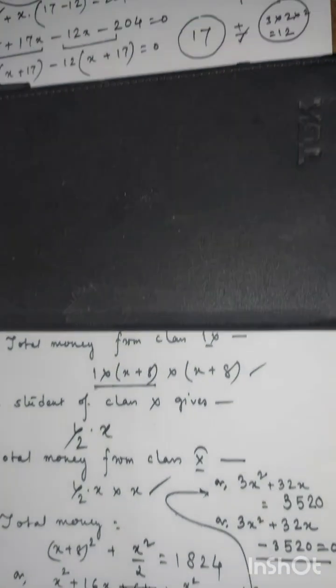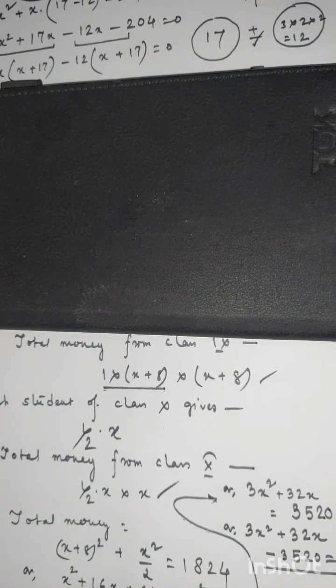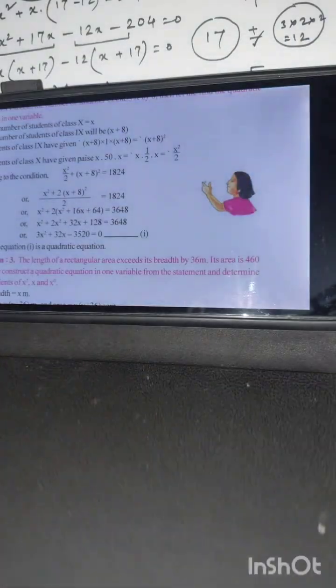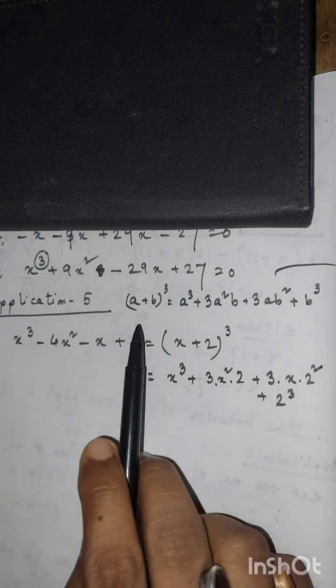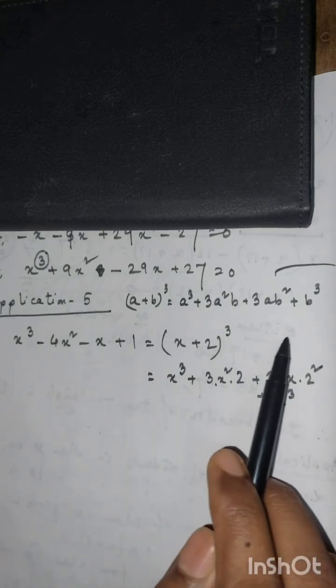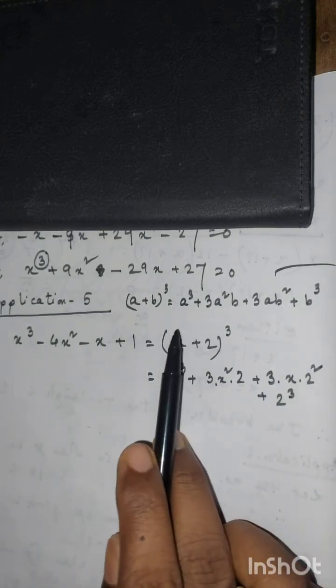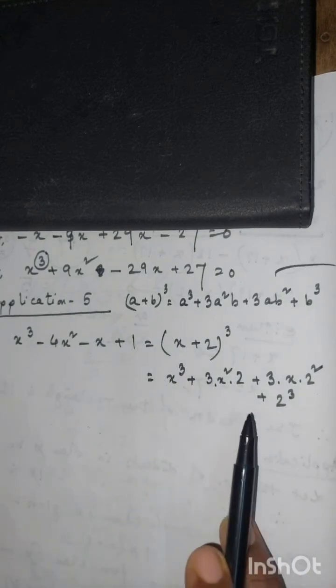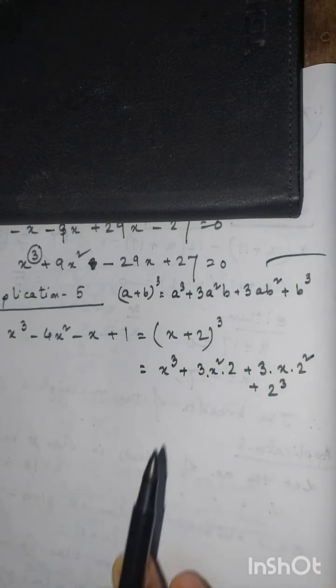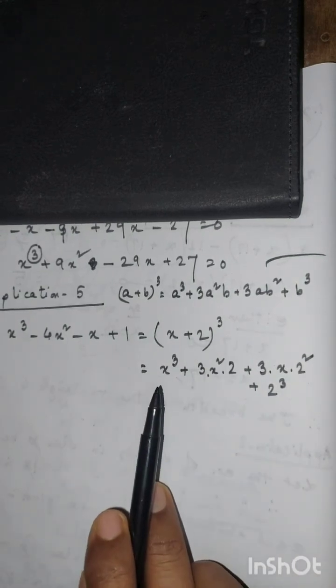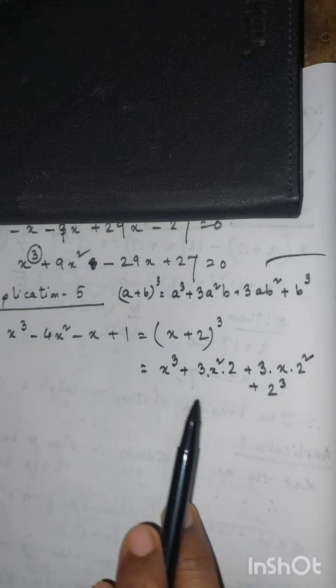Okay friends, let us take another example from this chapter. So a plus b whole cube, the formula is this, and we are opening this thing according to this formula. So we have got this thing, x plus 2 whole cube can be opened in the form of this.